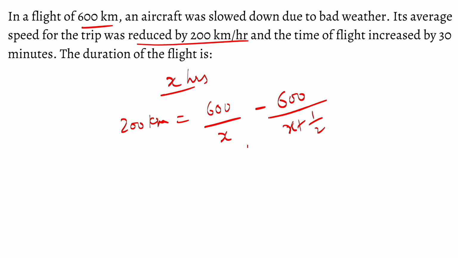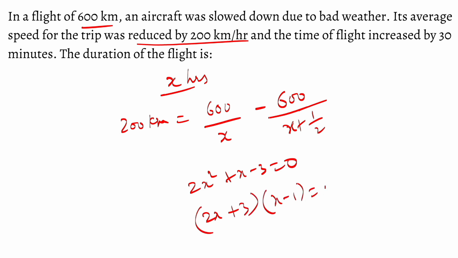Now take the LCM and we'll arrive at the quadratic equation 2x square plus x minus 3 is equal to 0, and solve this. 2x, I think this should be plus 3, and x minus 1, this will be equal to 0, and x will be 1, because we won't consider the negative value, right? x is minus 3 by 2, that's negative, so we shouldn't consider that. So x will be 1 hour, the duration of the flight will be 1 hour.